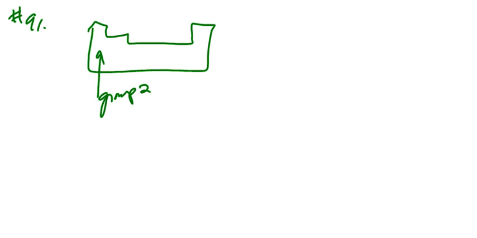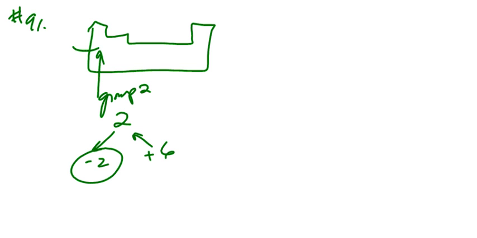Group 2 we know has 2 valence electrons. You could either add 6 or you could remove the 2. We go with the lower number, remove the 2. It takes on the configuration of a noble gas now, and the noble gas prior to barium is going to be xenon. So for that one, they're going to lose 2 electrons. The answer is B.